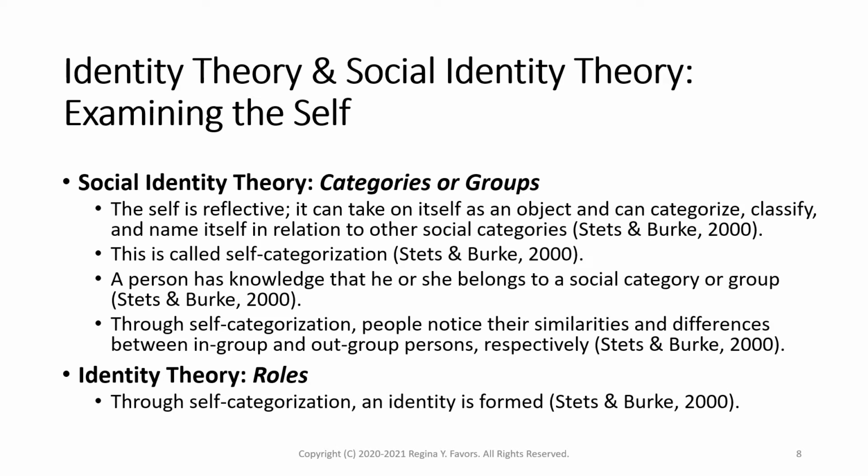The self is reflective. It can take on itself as an object and can categorize, classify, and name itself in relation to other social categories. This is called self-categorization. A person has knowledge that he or she belongs to a social category or group. Through self-categorization, people notice their similarities and differences between in-group and out-group persons, respectively. So you can look at social identity in terms of racial and ethnic identity as well.